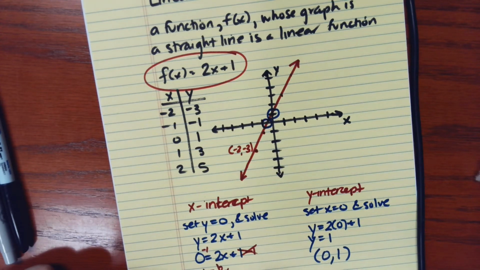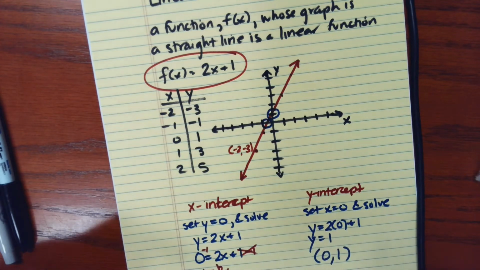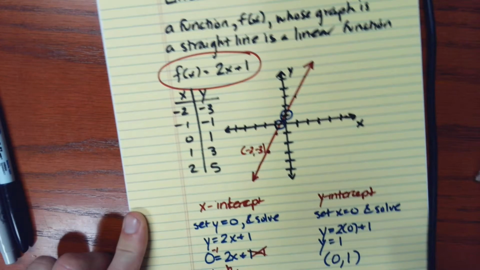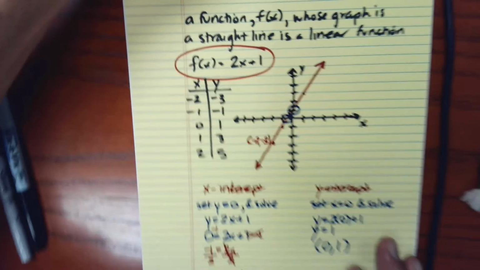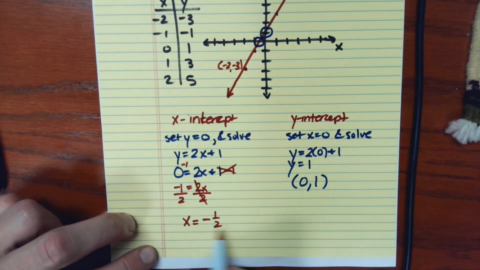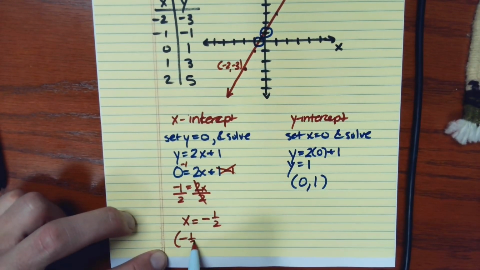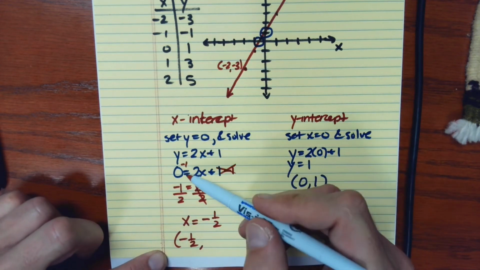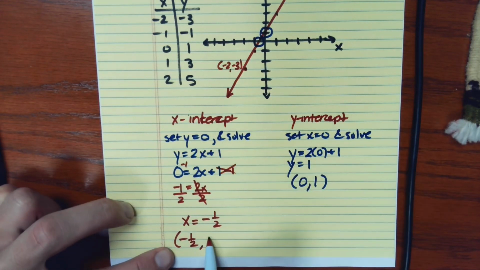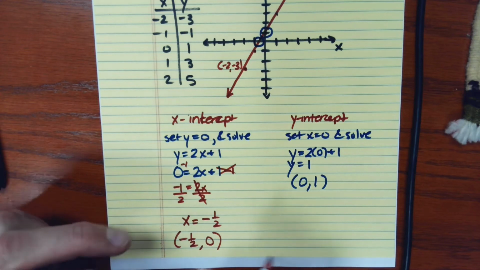So the negative that was with this negative 1, I'm just moving that to the front. This is like negative 1 divided by 2 is negative 1/2. So this is the x-coordinate, negative 1/2, and remember I set y equal to 0, so the y coordinate is definitely 0.